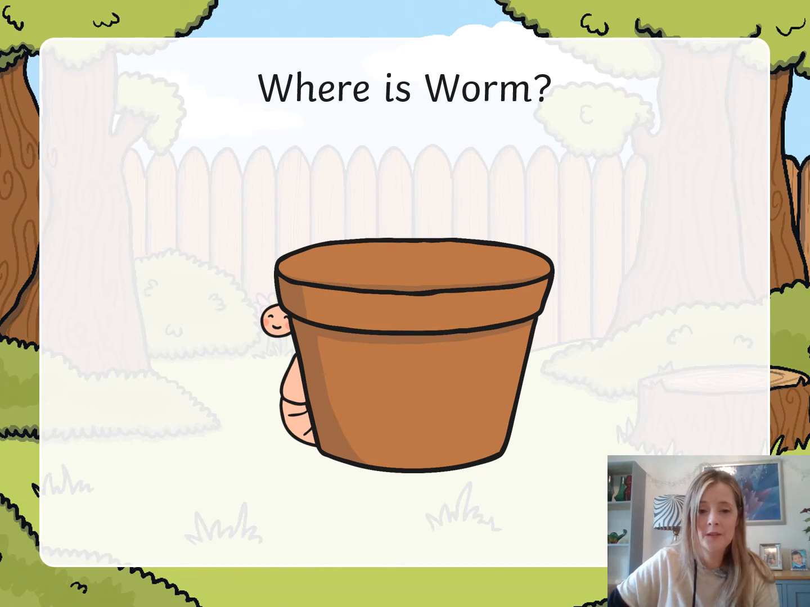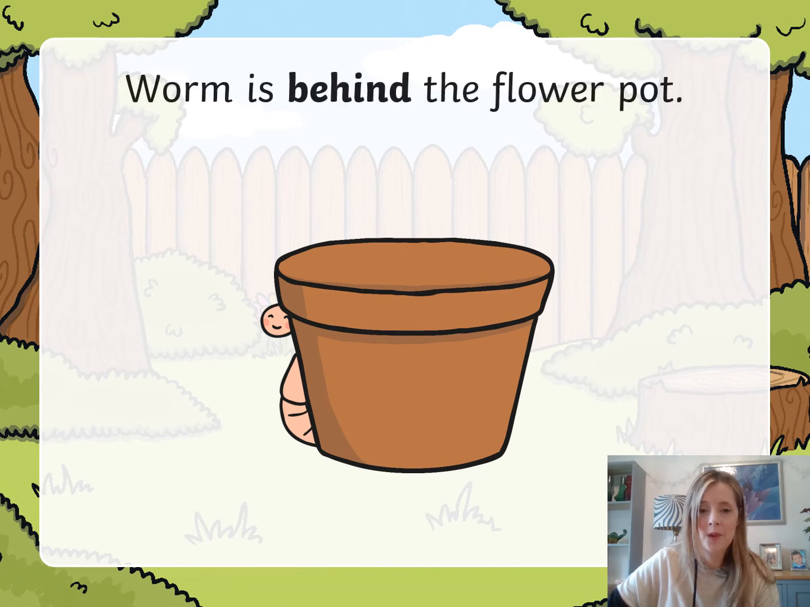Last one. Where is worm? Can you think of a word to describe where he is? Worm is behind the flower pot. Well done if you got that one right. So the word that we were looking at there is behind.